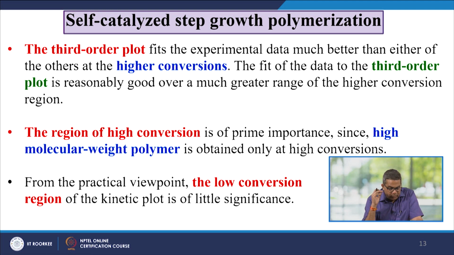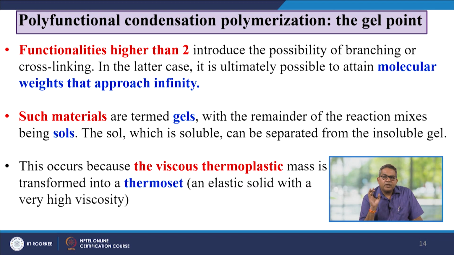Now the third order plot fits the experimental data much better than either of the others at the higher conversion. The fit of the data to the third order plot is reasonably good over a much greater range of the higher conversion region. Now the region of higher conversion is of prime importance, since high molecular weight polymer is obtained only at high conversion. So from the practical viewpoint, the low conversion region of the kinetic plot is of little significance.